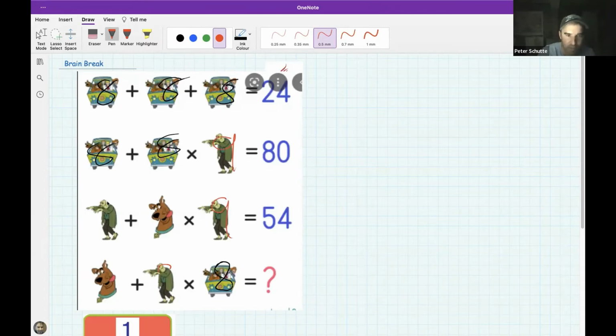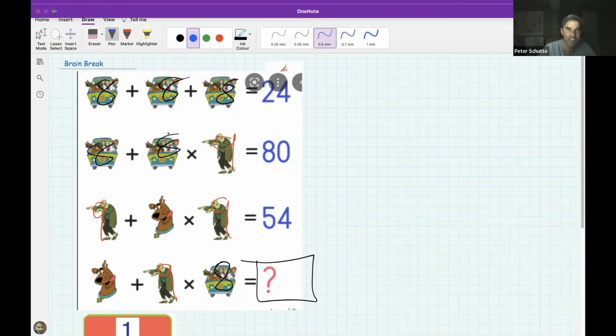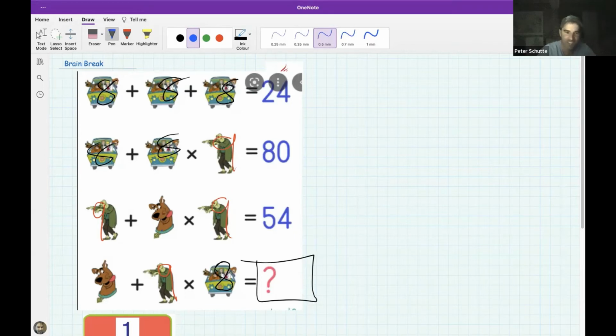Now, what is a Scooby-Doo going to be? Guys, the last part. Who's getting it right? I want to see who gets this one. Who's taking the shine of the day? Woo! Cameron, I see you. Well done.